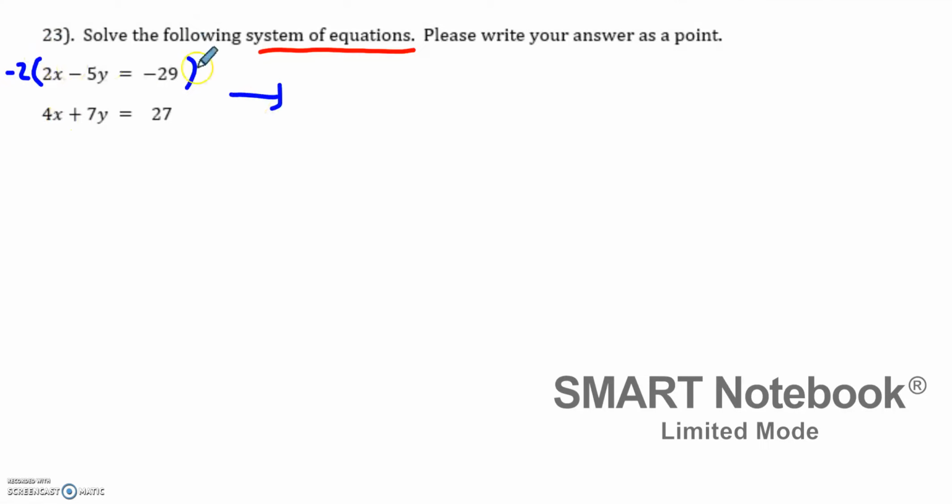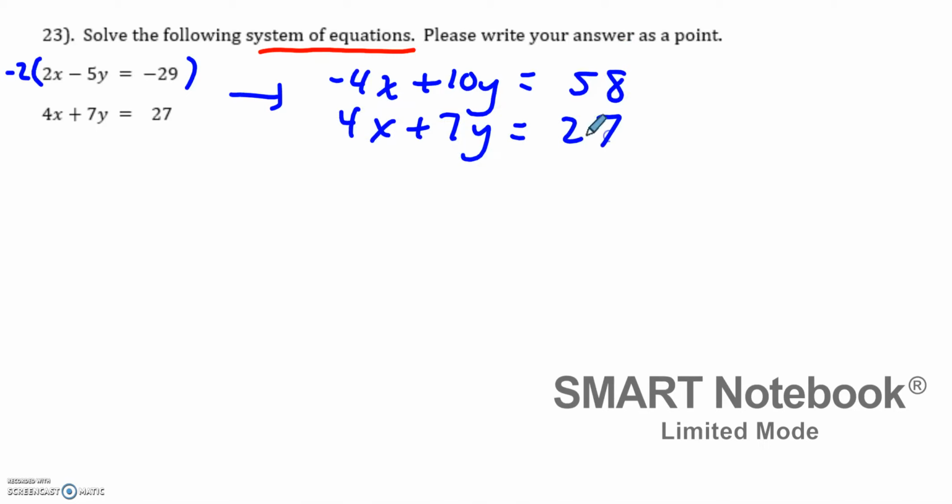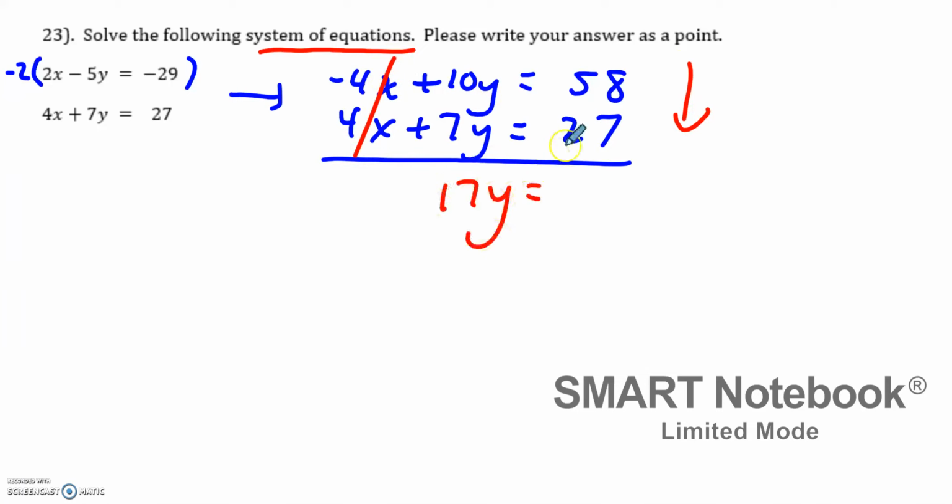So if I distribute that -2, I would get -4x plus 10y equals -2 times 29, which is -58. I would recopy the second equation down here. I then would combine downwards. These would cross out and combine to be 0. 10y and 7y is 17y. 58 and 27 is a positive 85. If I divide by 17, I get that my y value is 5.